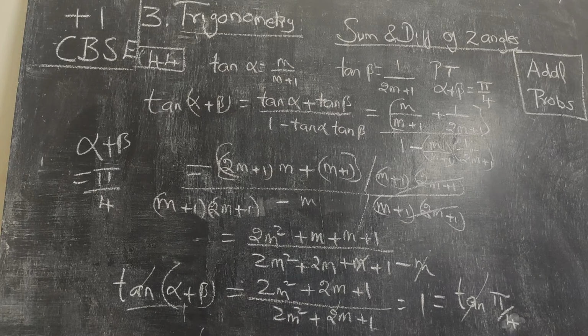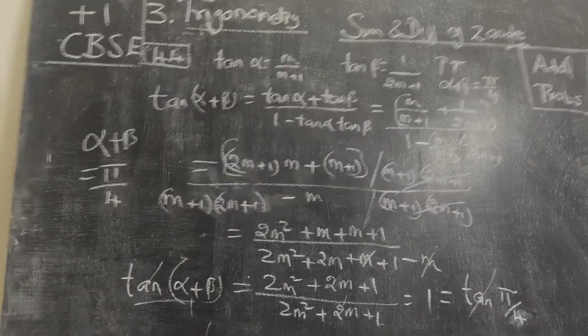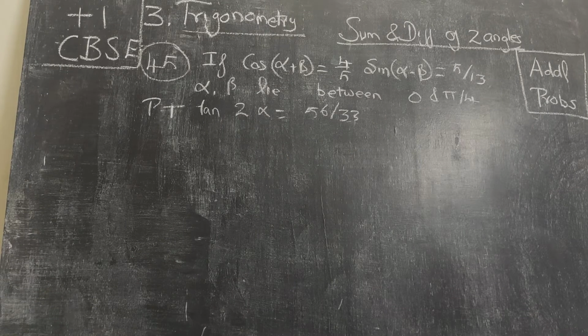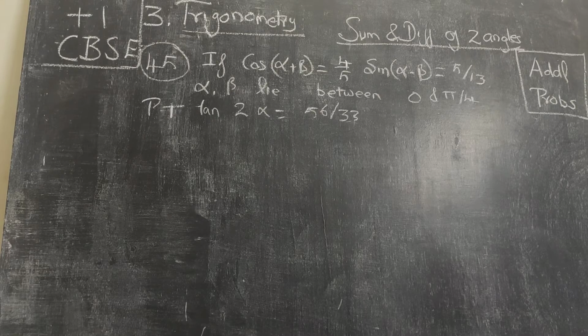Now I go for the last problem for the day. Given cos of alpha plus beta and sin of alpha minus beta, and alpha beta lies between 0 and pi by 4, we are asked to prove that tan 2 alpha equal to 56 by 33. Tan 2 alpha equal to, we have to find.